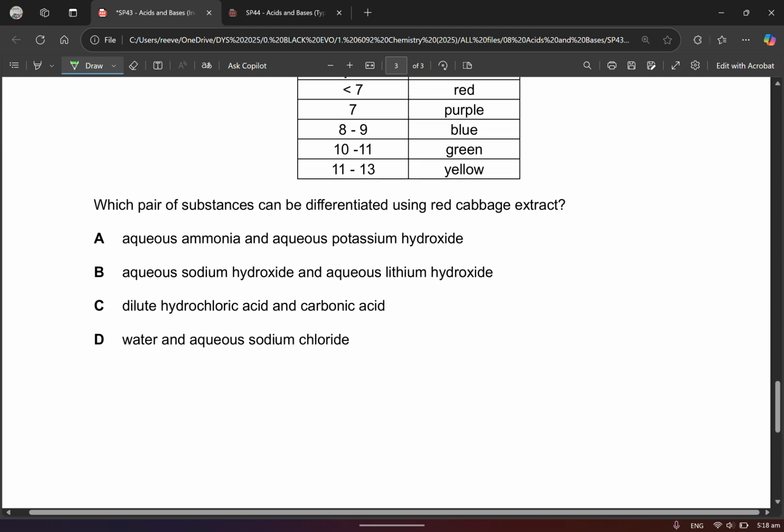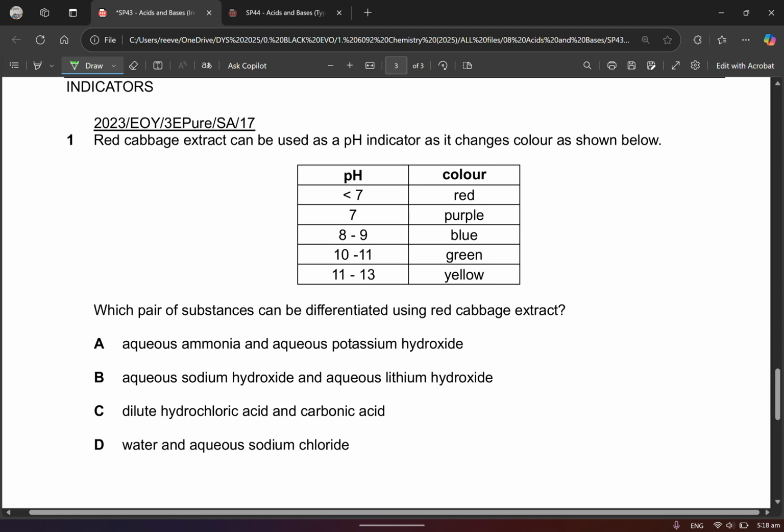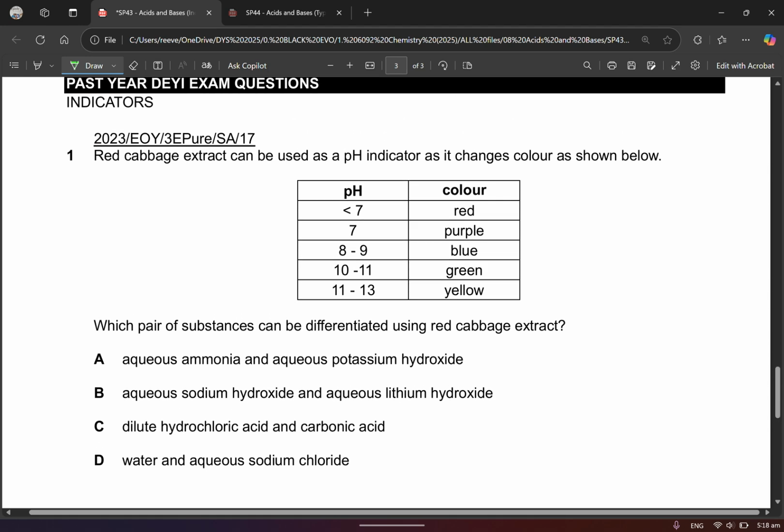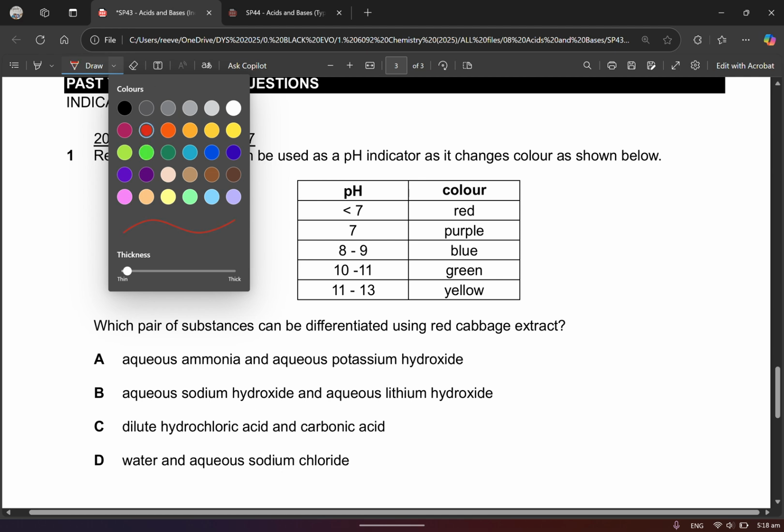Come, let's look at the exam question. I only have one exam question. Red cabbage. Okay, red cabbage. I have all these different colors corresponding to various pH values. Which pair of substances can be differentiated using red cabbage extract? Now they are trying to test you. How to test you? Test whether you know what is weak and what is strong.